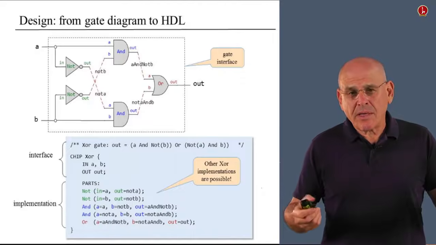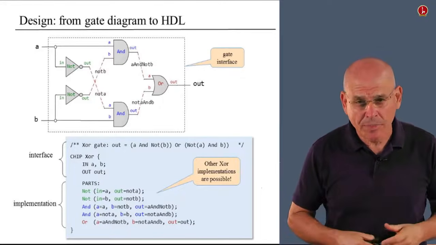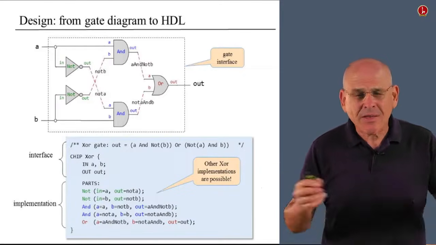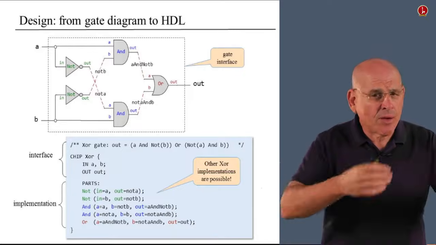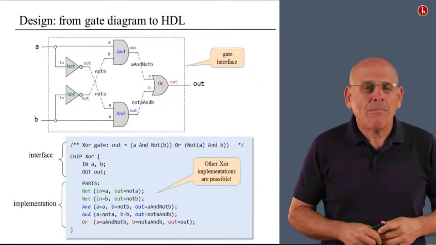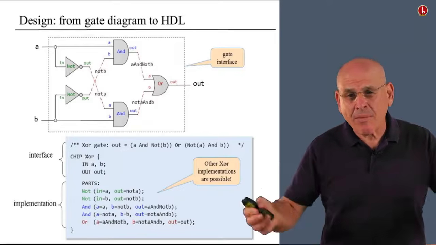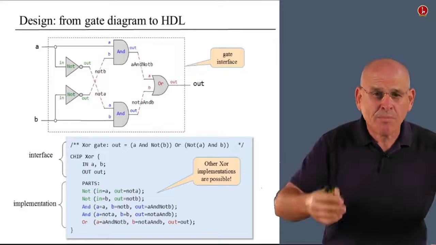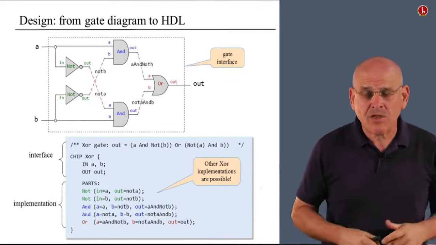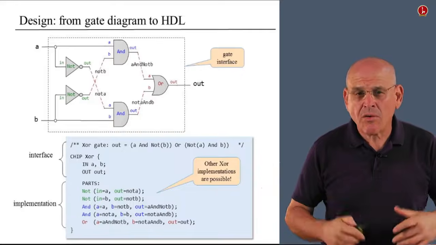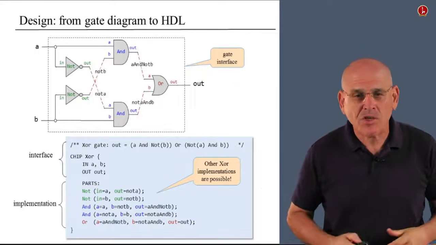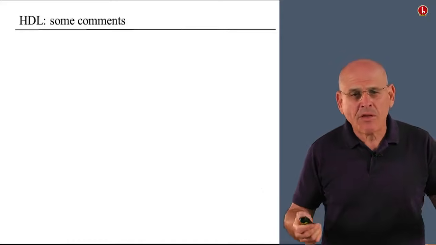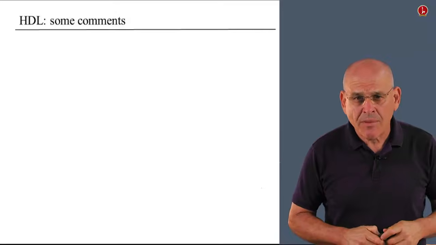For example, in the case of XOR, we can implement the XOR chip using three logic gates only. It doesn't really matter how exactly we do it. You can think about it on your own if you want. But in general, there may be different implementations, and some of them will be less expensive. They will contain fewer chip parts, fewer connections, consume less energy, and so on and so forth. So the interface is unique, and the implementation varies. Now, I'd like to use this opportunity to make some general observations about HDL.